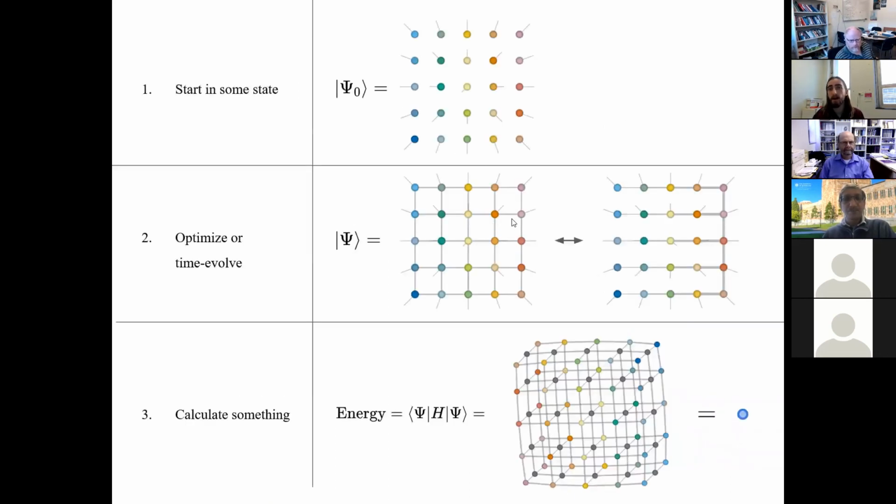I haven't explained any of the algorithms here, of course, like DMRG or time evolving block decimation or anything like that.